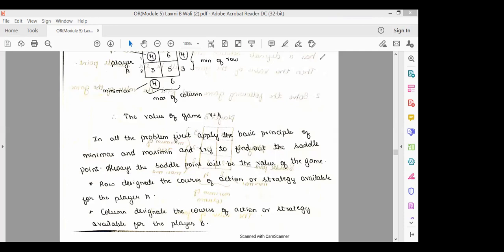Ma'am, this value of the game signifies who is winning and who is losing. That's the only conclusion we can get, right? Yes, and also which strategy he has to use, and what will be the probability of that particular strategy. Competitors in a business have to decide which strategy they have to use so that they can win or increase their profit in the business.